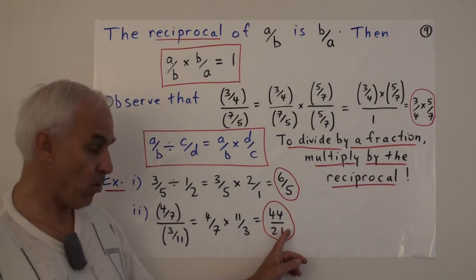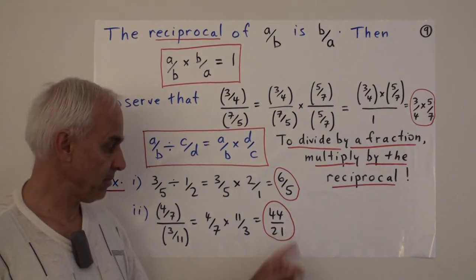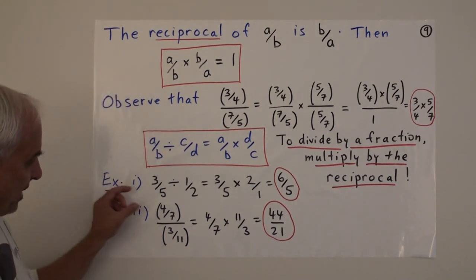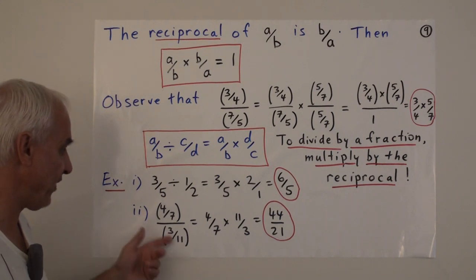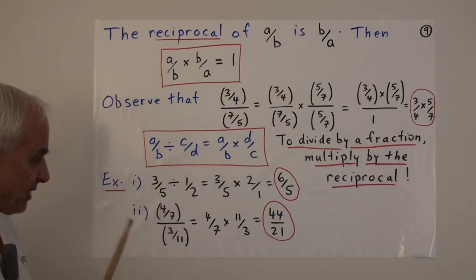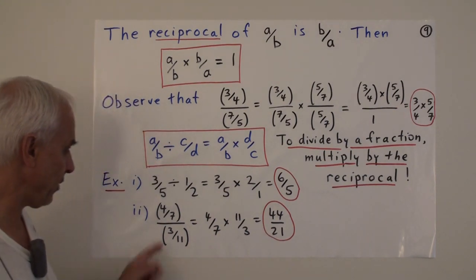Which is just a little bit more than 2, isn't it? A bit more than 2. It's telling us if we have 4 over 7 and we want to ask how many 3/11ths fit inside 4 over 7, the answer is just a little bit more than 2. It's 44 over 21 of these.